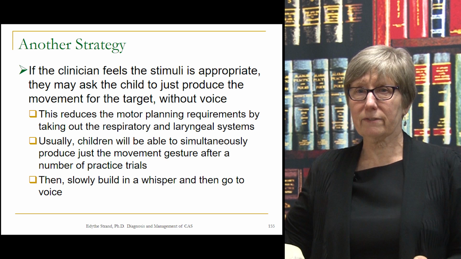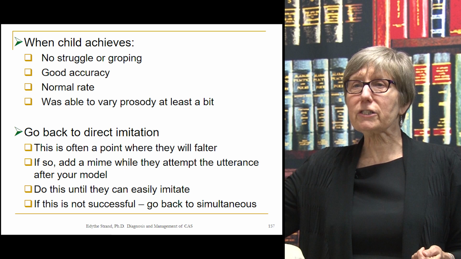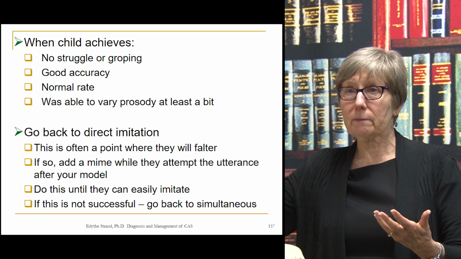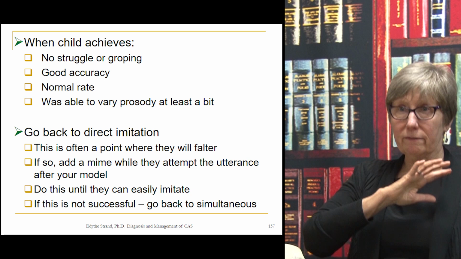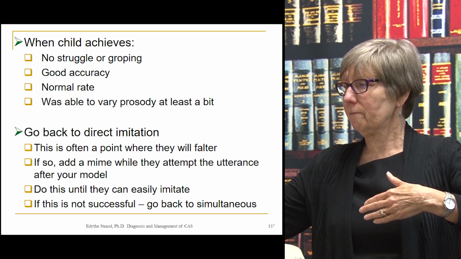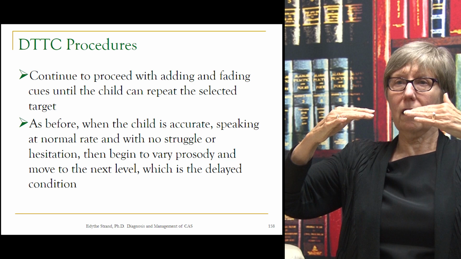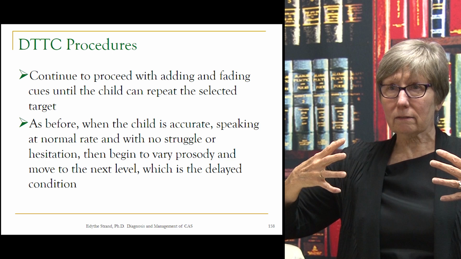Okay, when the child achieves no struggle or groping, good accuracy, normal rate, and was able to vary the prosody just a little bit, then we go back to direct imitation. So we've gone from simultaneous to direct imitation, add the mime. So we're just reviewing this again. You continue then to follow this temporal hierarchy of simultaneous, direct imitation, adding the delay. And within each one, you're constantly adding and fading cues, building to more normal rate, varying the prosody.